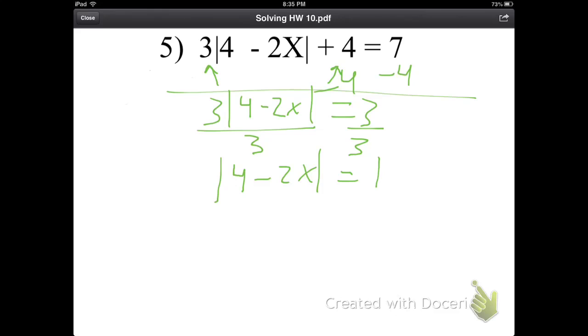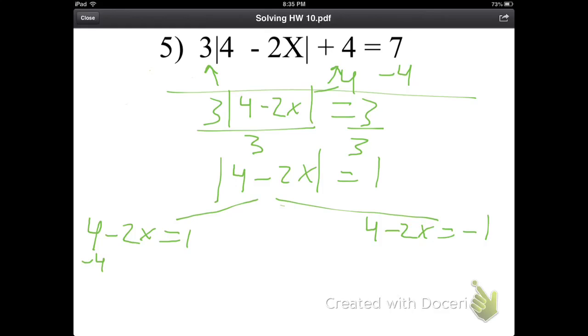At this point, you can split it into your two equations. You have just the absolute value on the left, and then a number on the right. We're going to split it, we're going to copy it. You're going to write two versions: 4 minus 2x equals 1, and 4 minus 2x equals negative 1. Now at this point, solve them separately, and you'll get your answers.